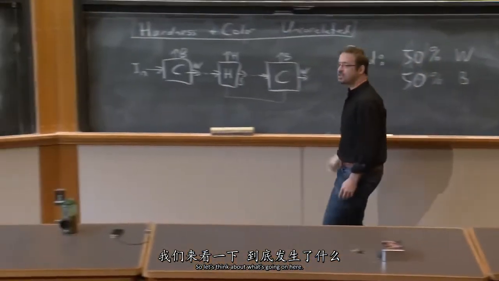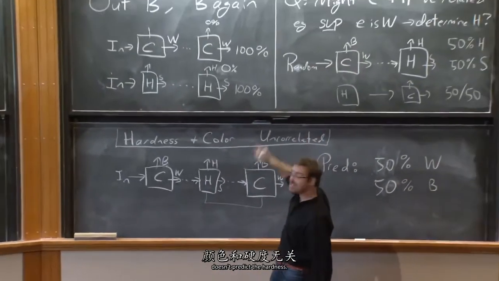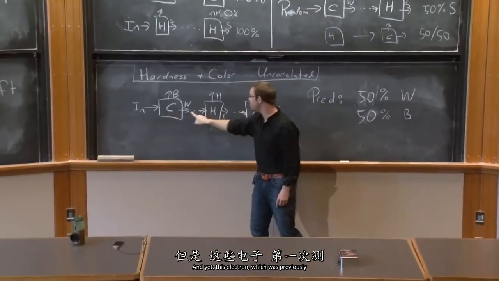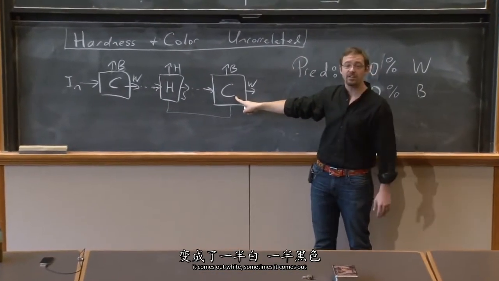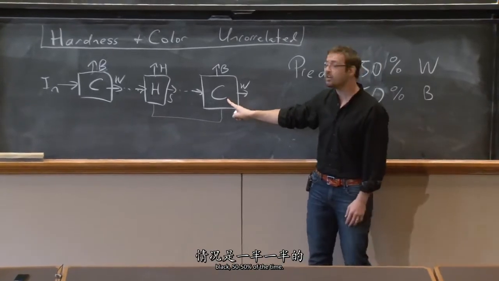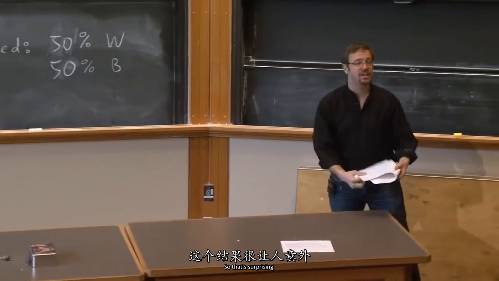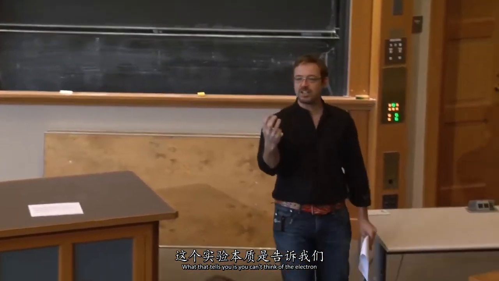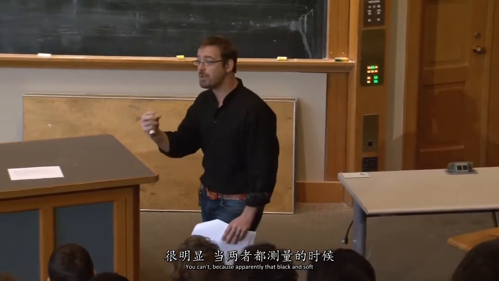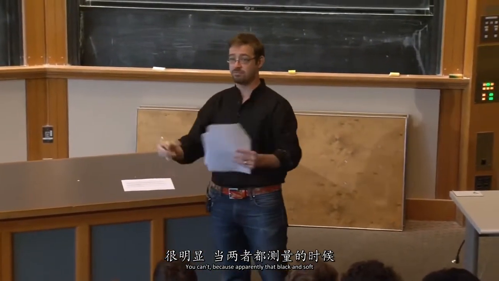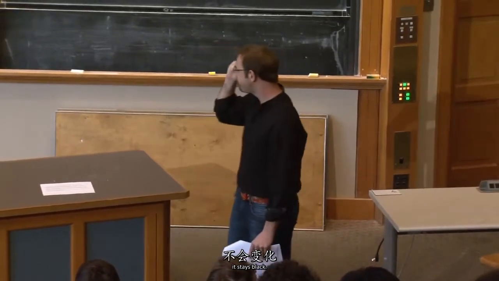So let's think about what's going on here. This is really kind of troubling. We've said already that knowing the color doesn't predict the hardness. And yet, this electron, which was previously measured to be white, now when subsequently measured, sometimes it comes out white, sometimes it comes out black, 50% of the time. Okay? So that's surprising. What that tells you is you can't think of the electron as a little ball that has black and soft written on it. Right? You can't, because apparently that black and soft isn't a persistent thing, although it's persistent in the sense that once it's black, it stays black.